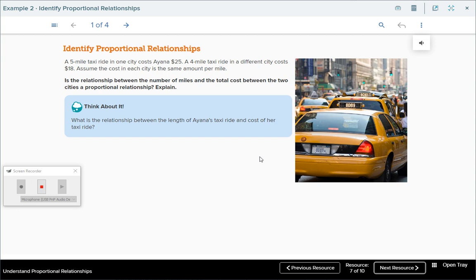A 4-mile taxi ride in a different city costs $18. Okay. Continue. Assume the cost in each city is the same amount per mile. Is the relationship between the number of miles and cost between cities proportional? Let's see. The other city is how many? 4 miles. And for how much? 18. Okay, so what can we do with these numbers? Cross products. Okay, what's 4 times 25? 100. What's 5 times 18?